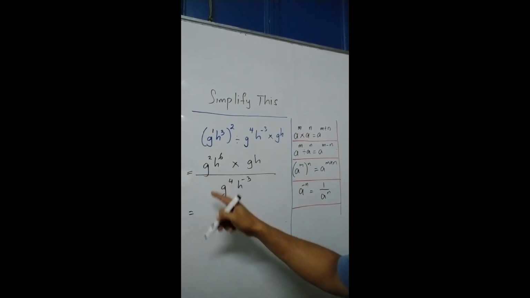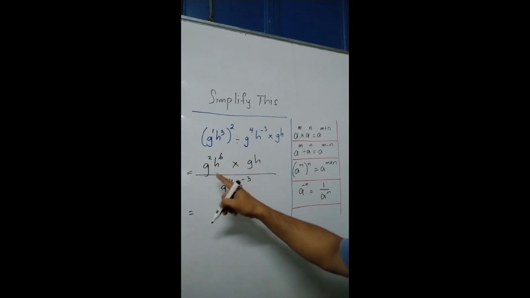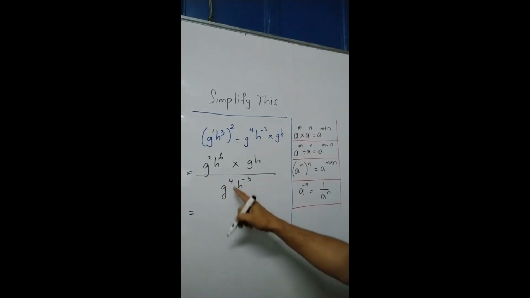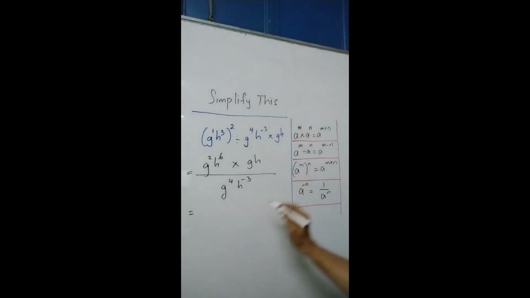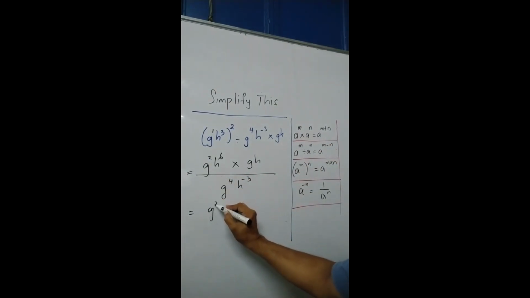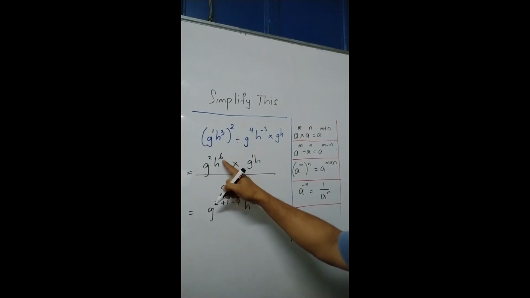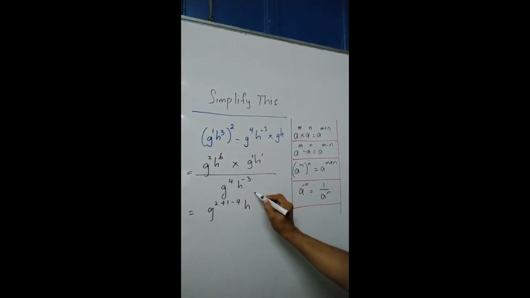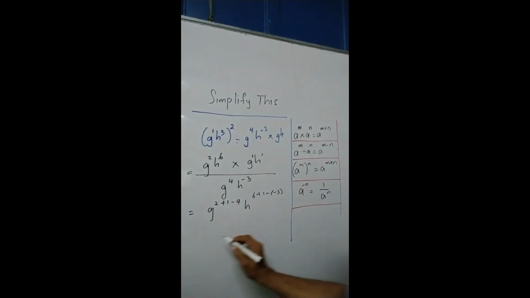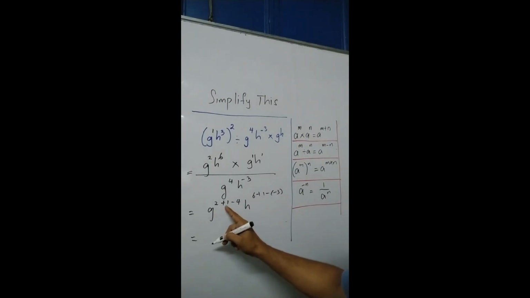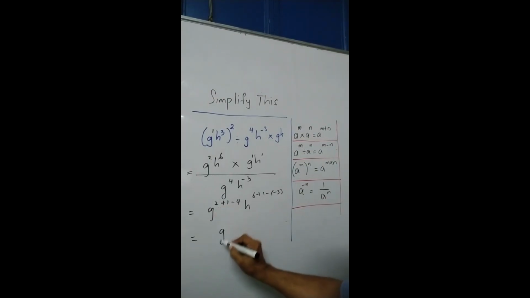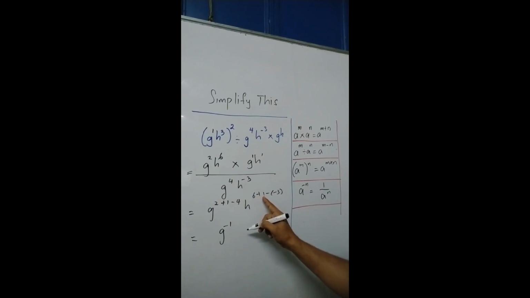Then what we do here, we combine the G and G: times you plus, divide you minus. So we have G^2, this is 1 plus 1 minus 4. The H, we have H also 1, so 6 plus 1 minus negative 3. So therefore we have here 2 plus 1, 3, 3 minus 4 is G^-1, 6 plus 1, 7, 7 plus 3 is H to the power of 10.